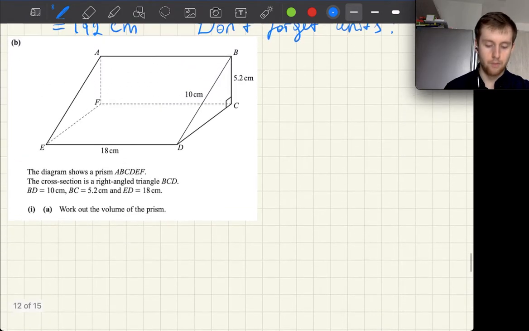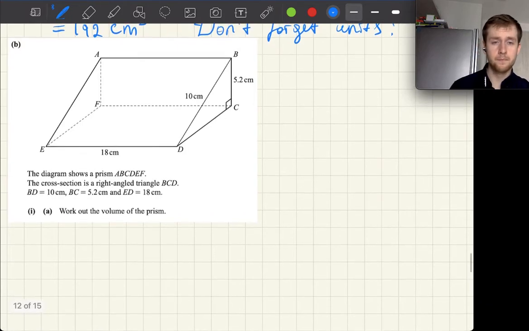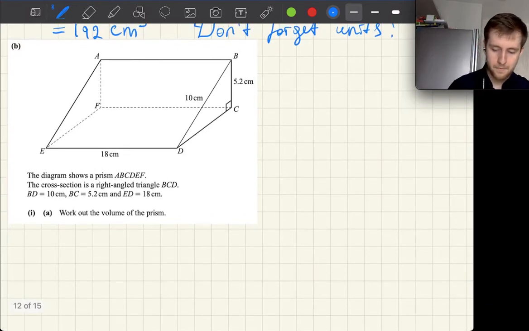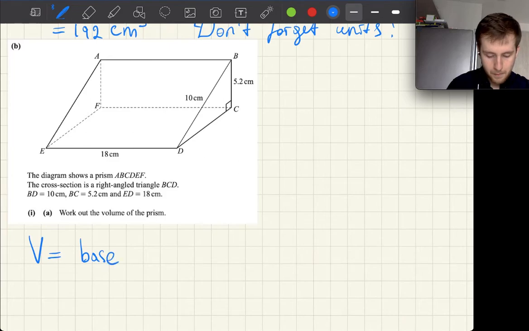Work out the volume of the prism. Let's do it. Let's work out the volume. Remember the formula for volume. The volume of a prism is the base area, or we could say the cross-section area, but I prefer the term base area, times height.